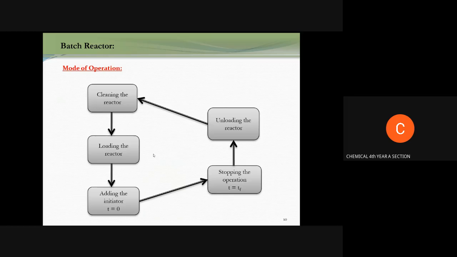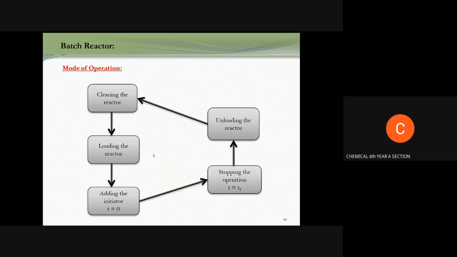Okay. The next one is loading the reactor. In this mode, we are simply going to load the feed into the reactor. The middle one is adding the indicator.